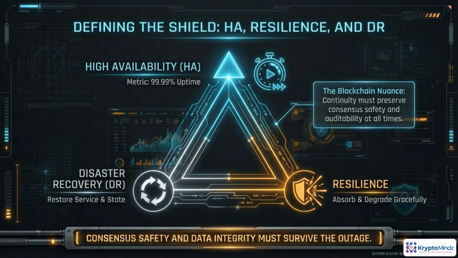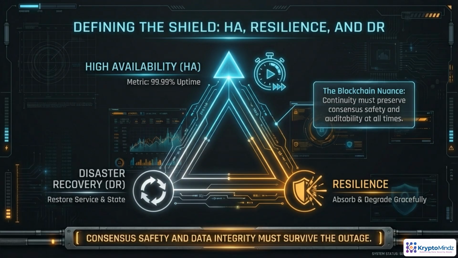High availability, resilience, and disaster recovery solve different parts of the same problem, keeping a trusted service usable under stress. High availability is about minimizing downtime in normal failure conditions, often expressed as a 99.99% uptime target. Resilience is the system's ability to absorb shocks, degrade gracefully, and avoid catastrophic cascades. Disaster recovery assumes something really bad happened and focuses on restoring both the service and its state.